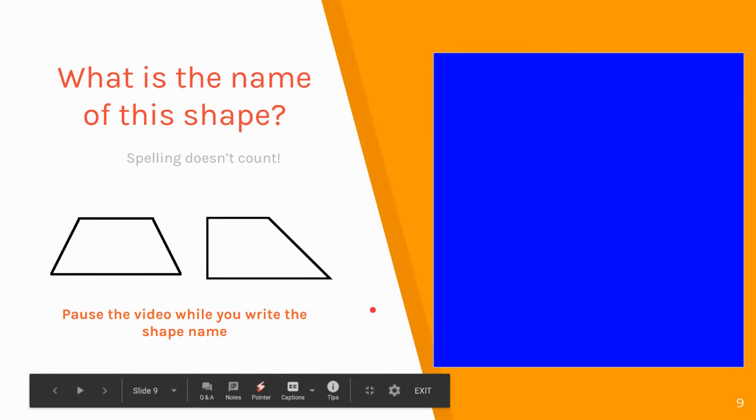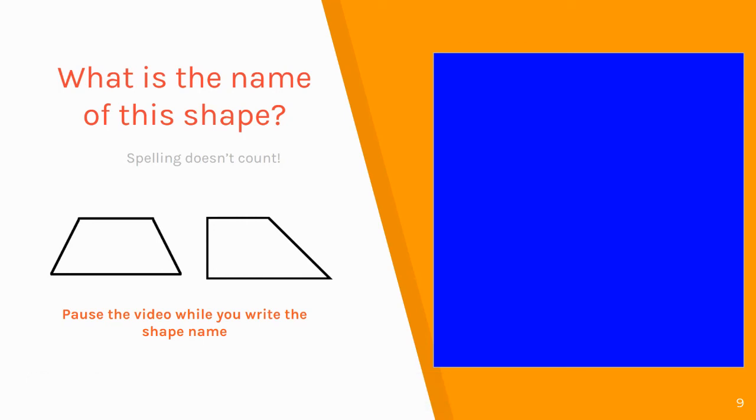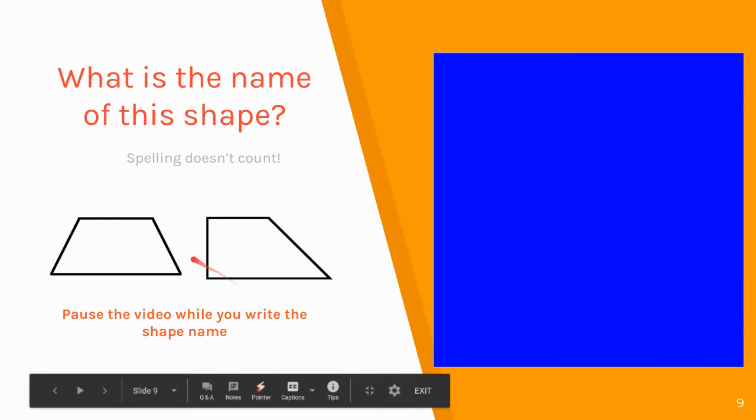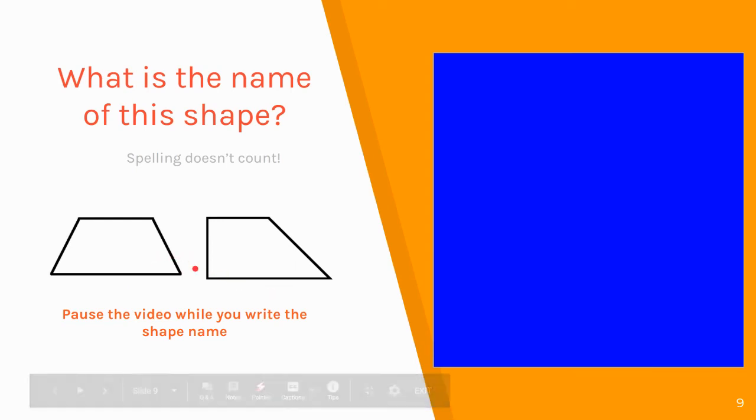This time, I want you to try to name the shape. And don't worry if you don't have it spelled correctly. This isn't a spelling test, so your spelling doesn't count. Take a look at this shape. These are 2 examples of the same type of shape. What do you think that shape is called? Go ahead and write down the name of it.